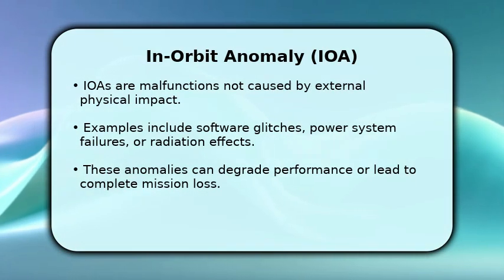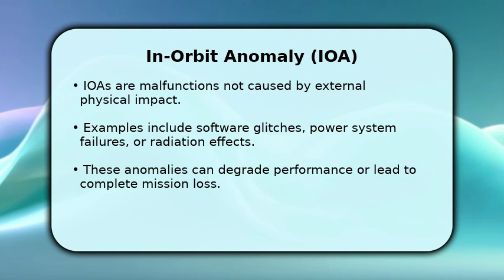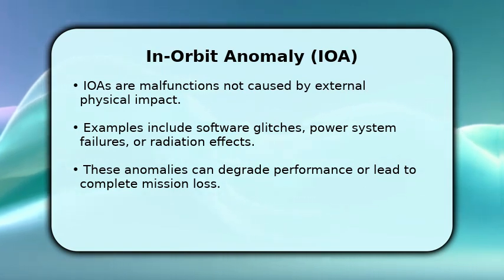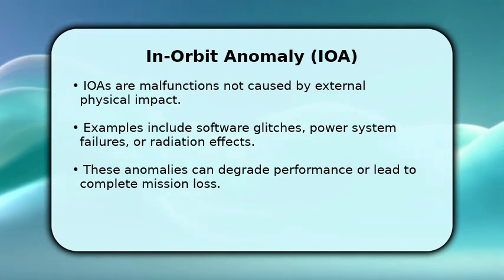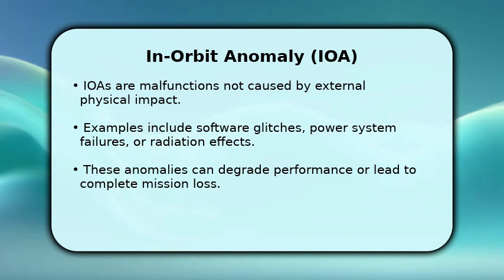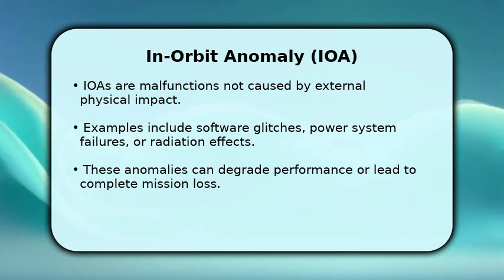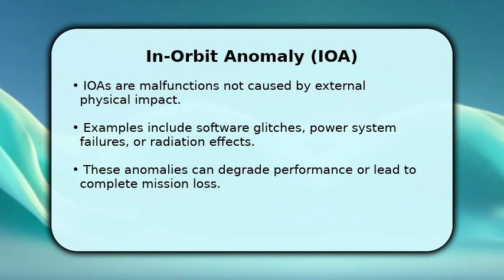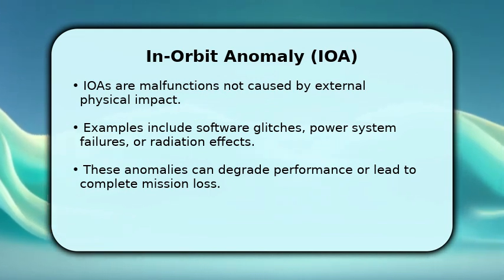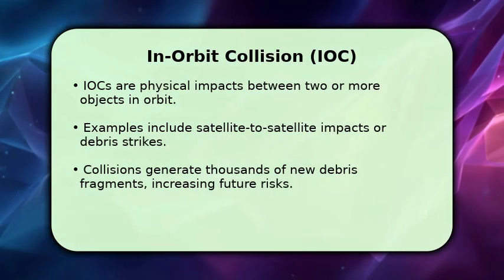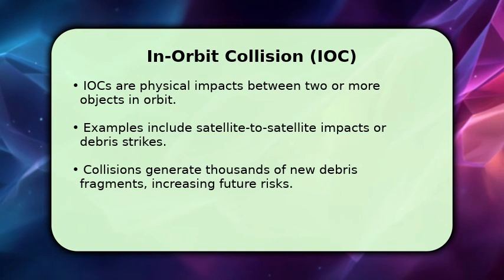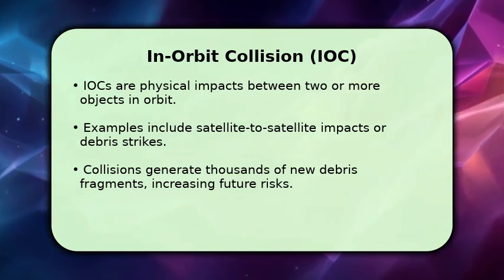In-orbit anomalies are internal issues that affect a satellite's functionality without a physical collision. These can range from minor software glitches, like a temporary data error, to significant power system failures. Environmental factors, such as high-energy radiation or solar flares, can also induce these malfunctions. An IOA might cause a temporary service disruption or, in severe cases, lead to the complete loss of a satellite, impacting critical services.